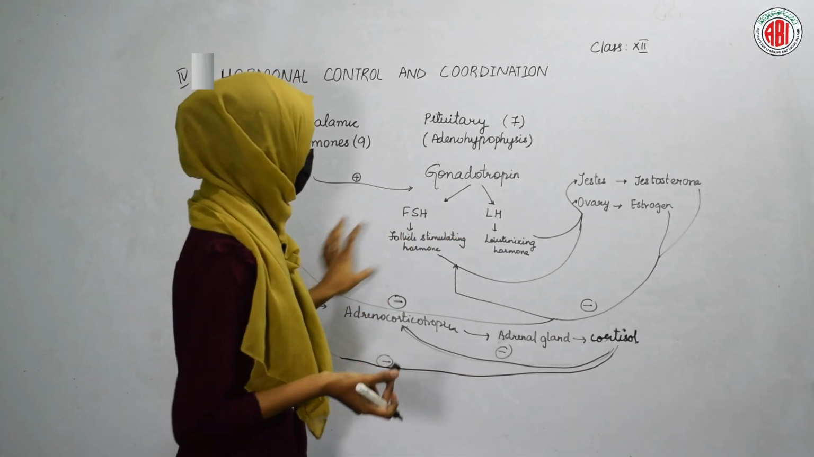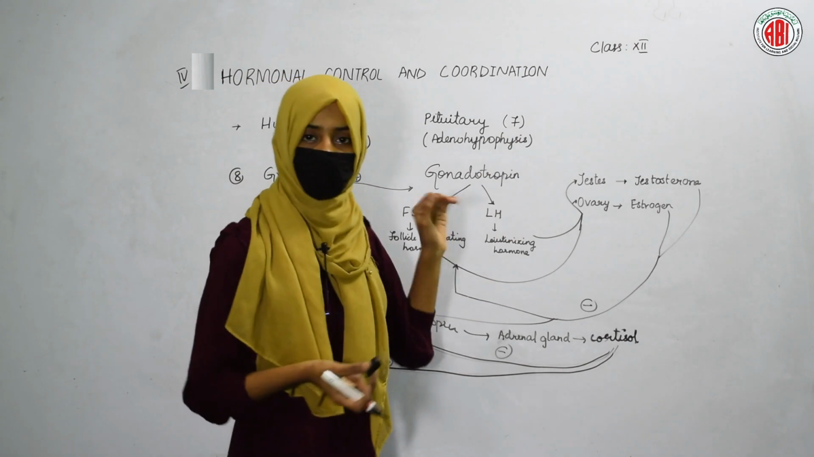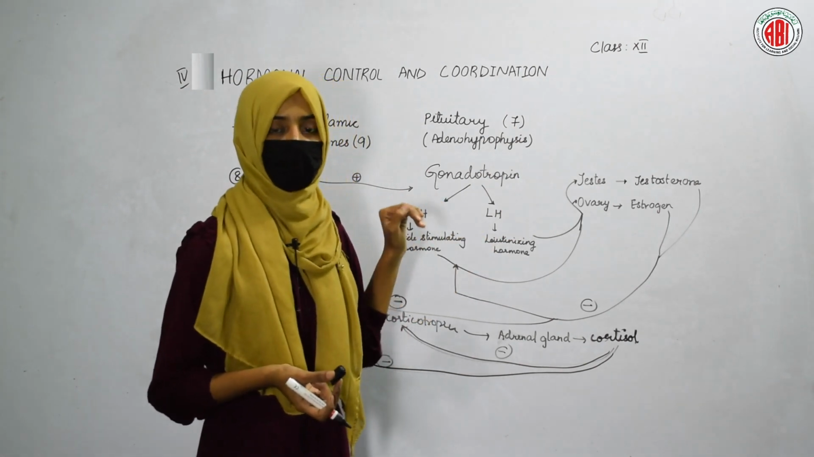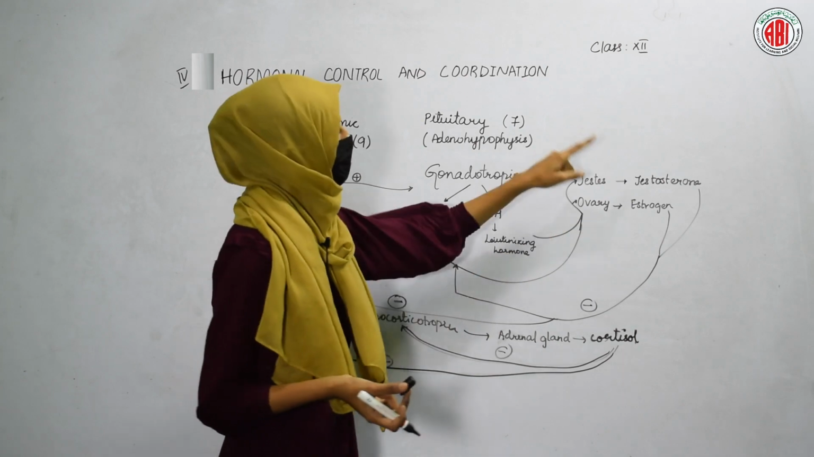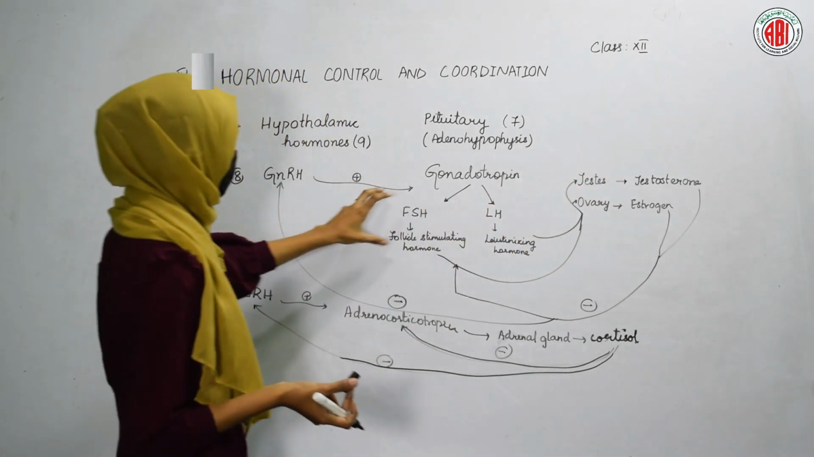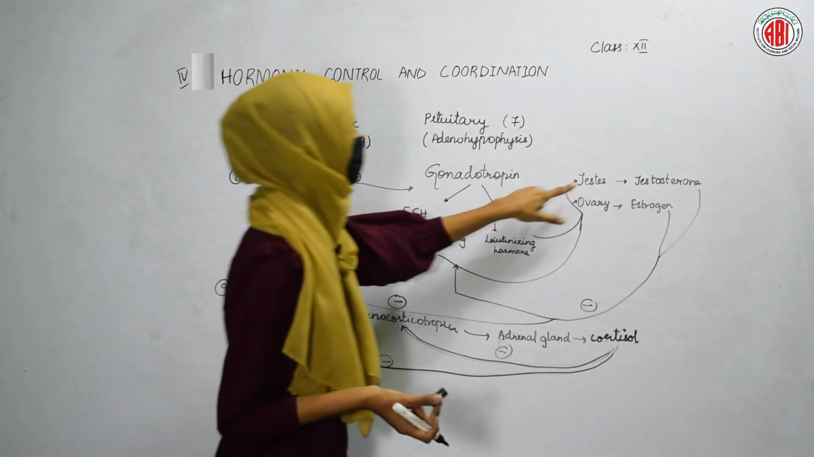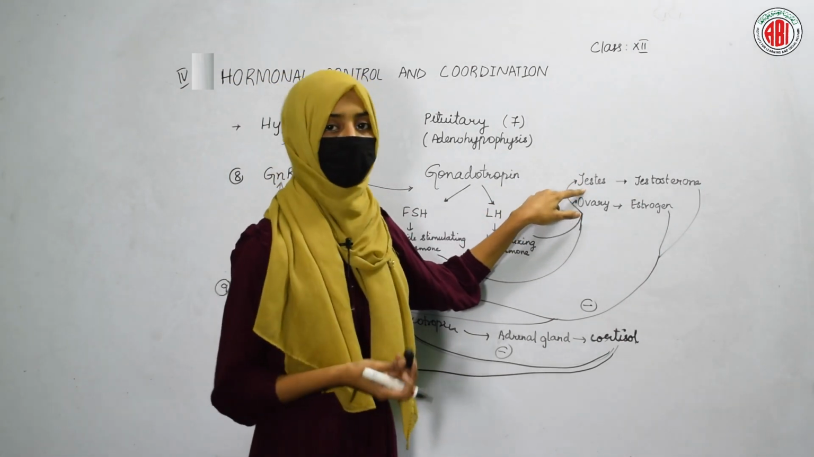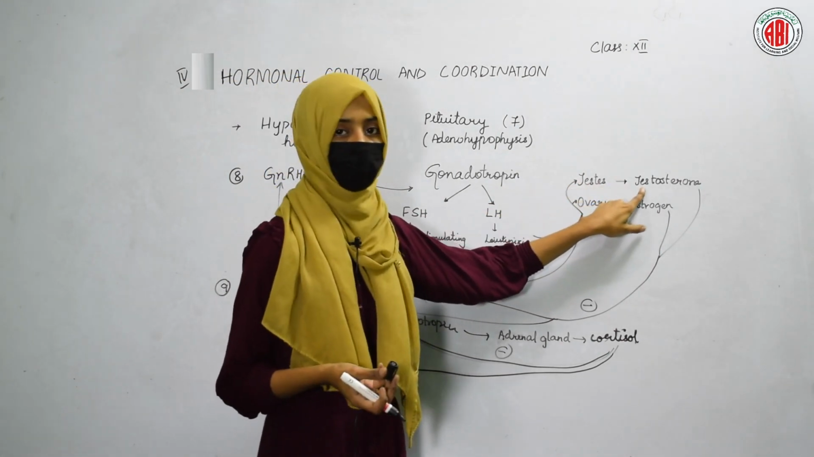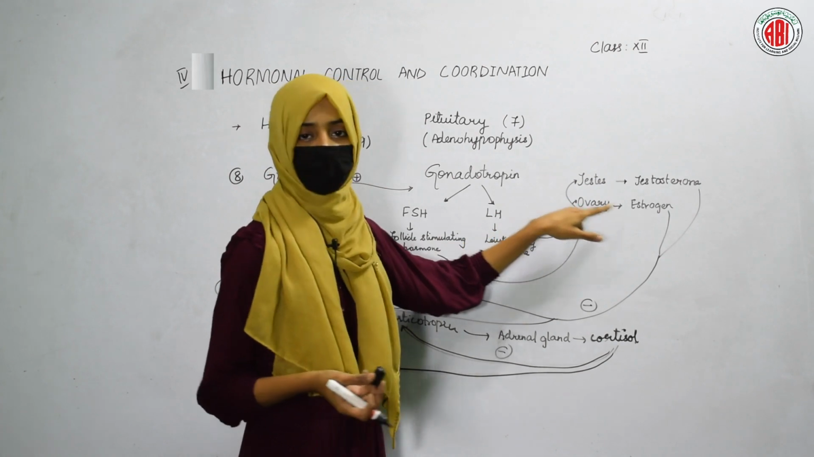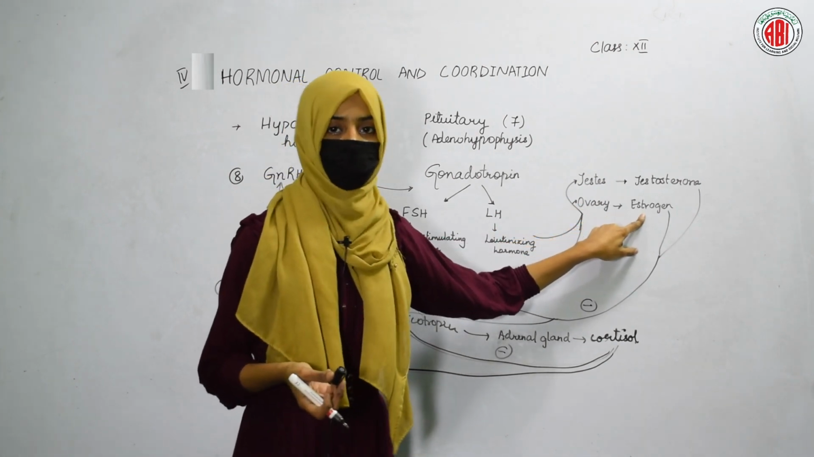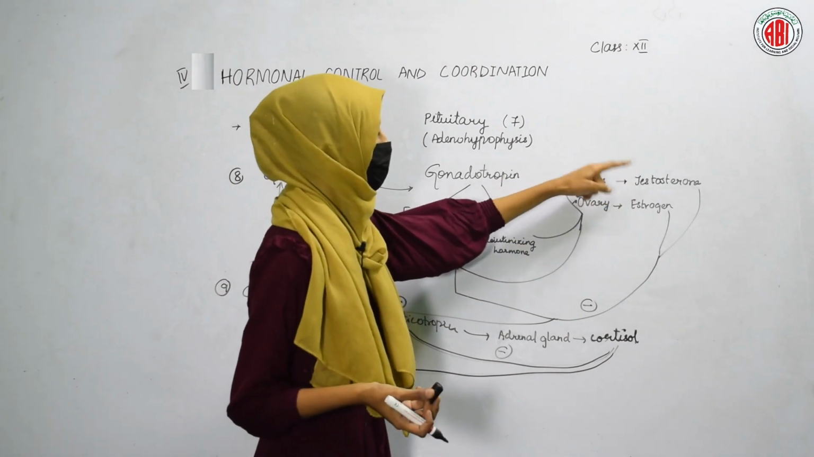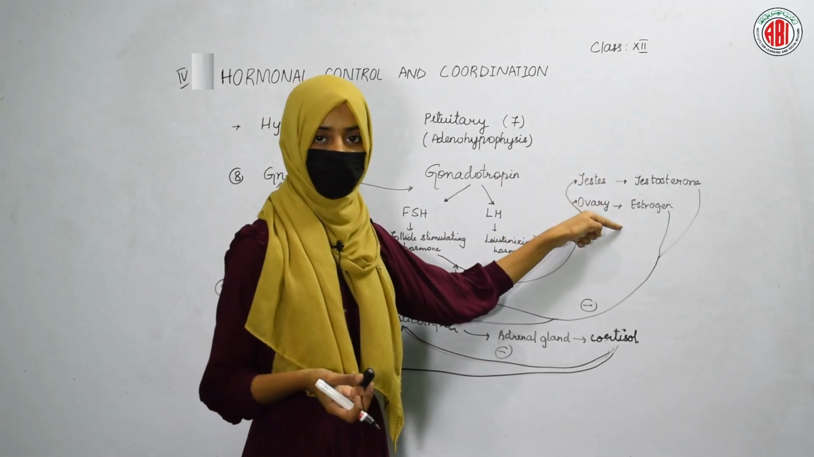So when these hormones reach these parts, they stimulate these different glands of our body in order to release different hormones. So when the luteinizing hormone and follicle stimulating hormone reach the testes, it stimulates the testes to release testosterone, and when they reach the ovary, it stimulates the ovary in order to secrete the hormone called estrogen.